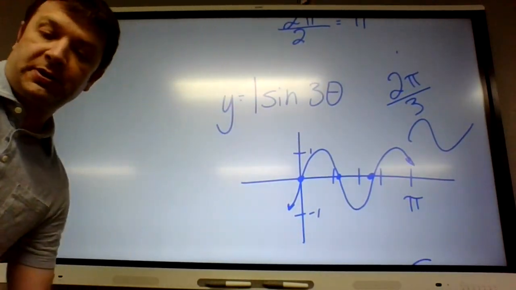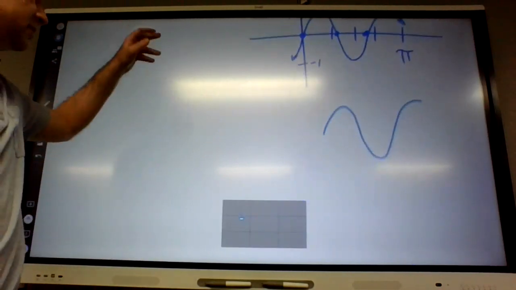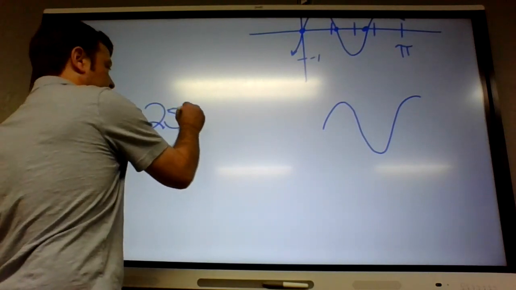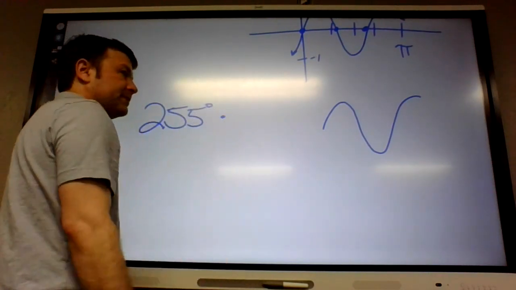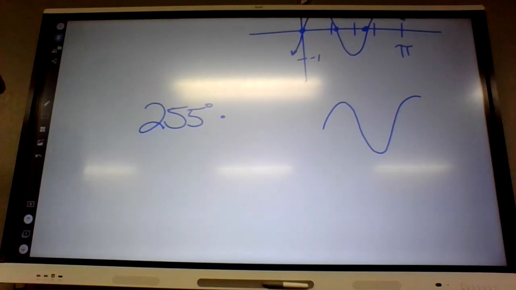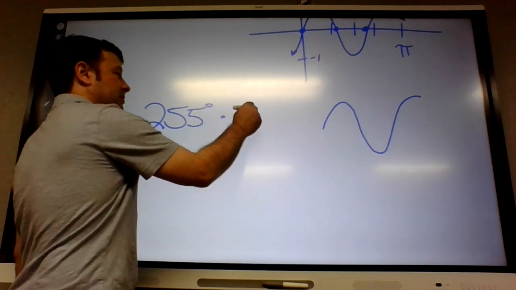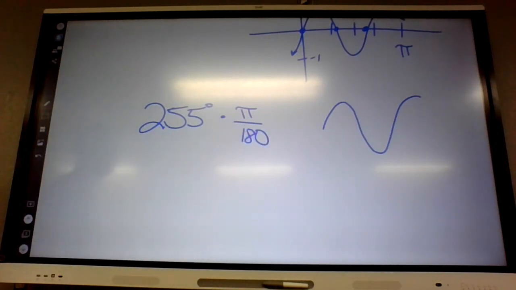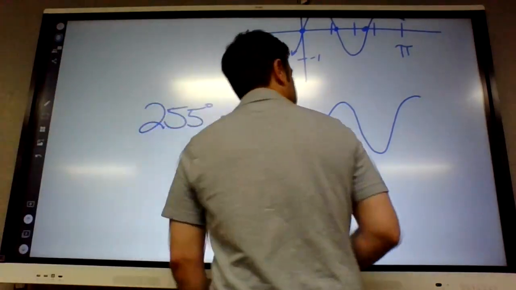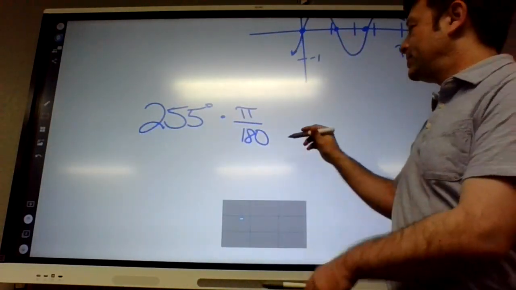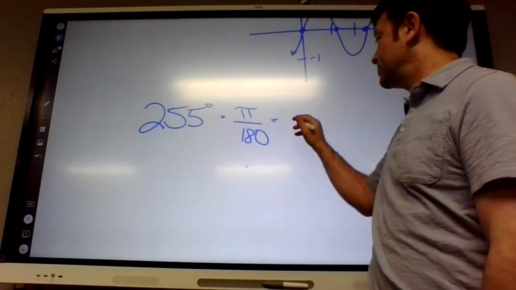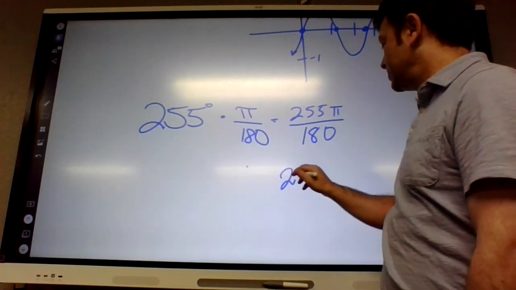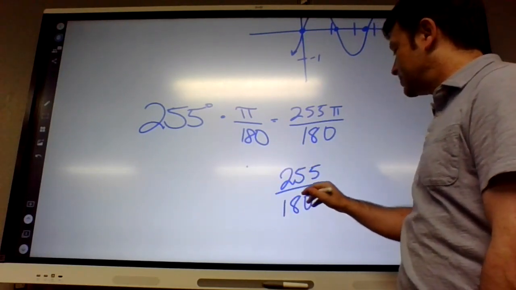How do we convert degrees to radians? I probably just want to do the odd ones. 255. How do we convert degrees to radians? You multiply by pi over 180. You have to divide out the degrees, multiplying in the radians. Basically, you should always get pi in your answer, and you're just reducing the 255 and 180. So if you don't have a great calculator, you can use it to reduce that fraction.